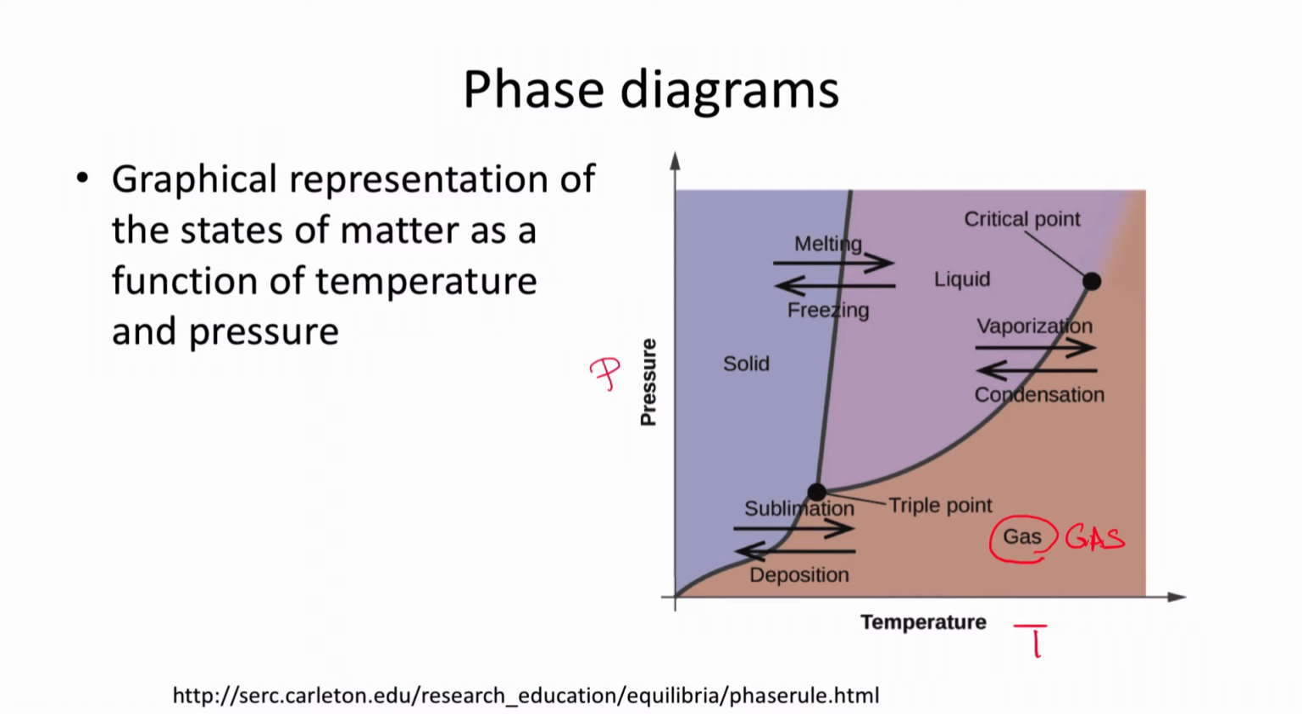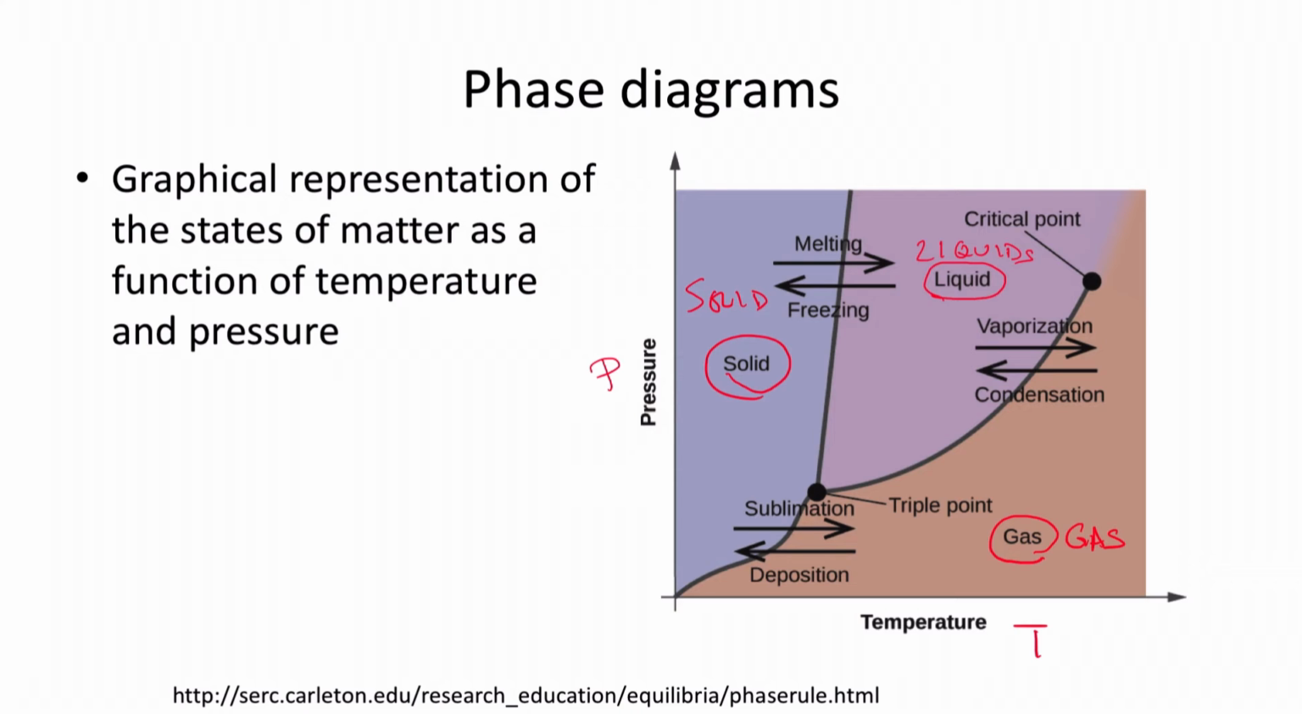On the other side, if I have relatively low temperatures and relatively high pressures, those are the best conditions for a solid. And intermediate temperatures and pressures over here is where I tend to find liquids. And so each of these areas in the phase diagram represents each of the three different phases.